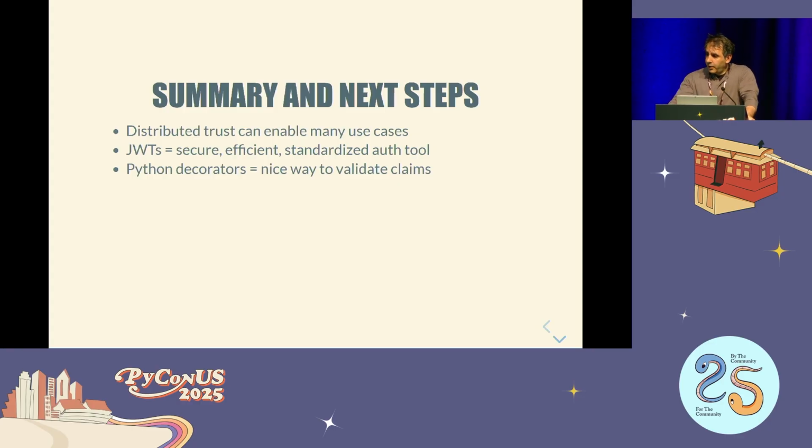That's great. In general, JWTs are secure because they've got that cryptographic signature. They're efficient. They're relatively small. They're standardized, so you can use a lot of different programming languages and libraries. And you can manage your particular security architecture using Python decorators.